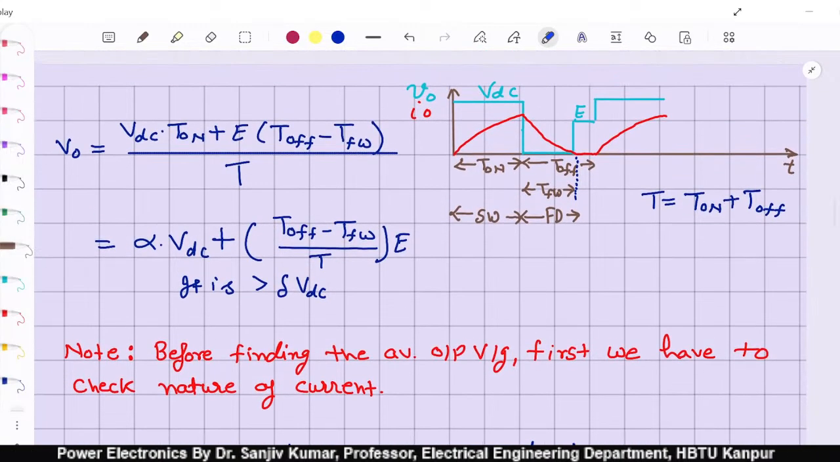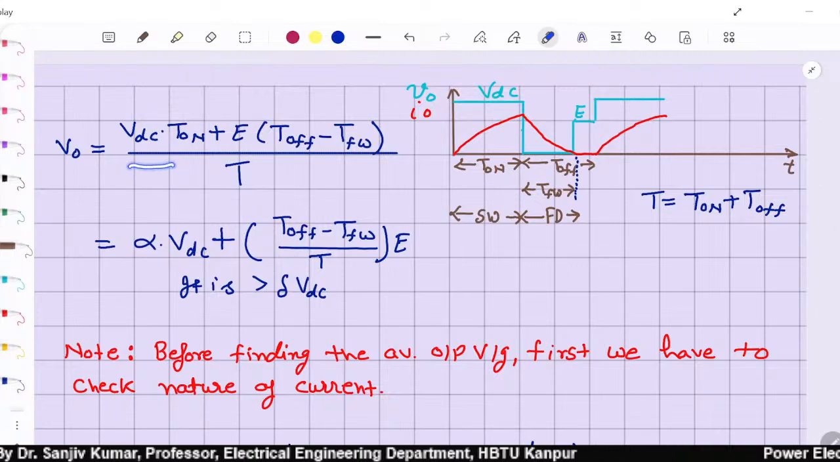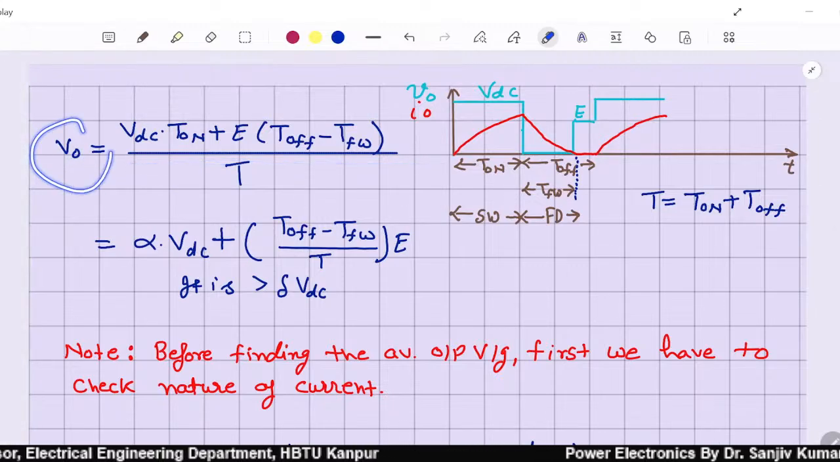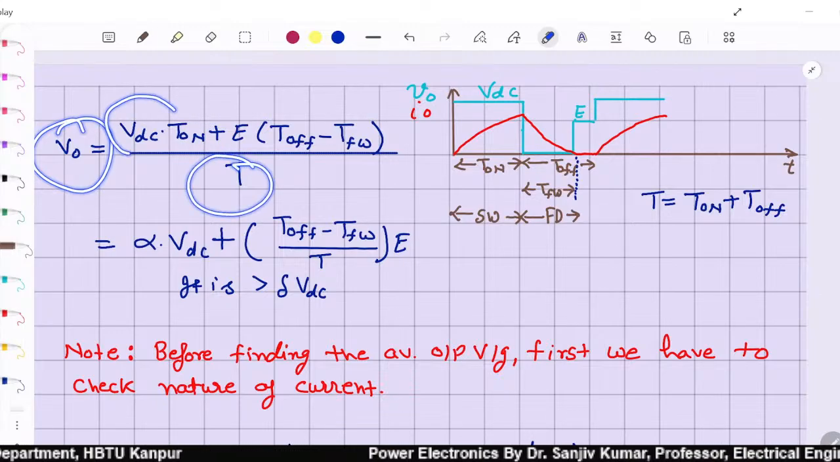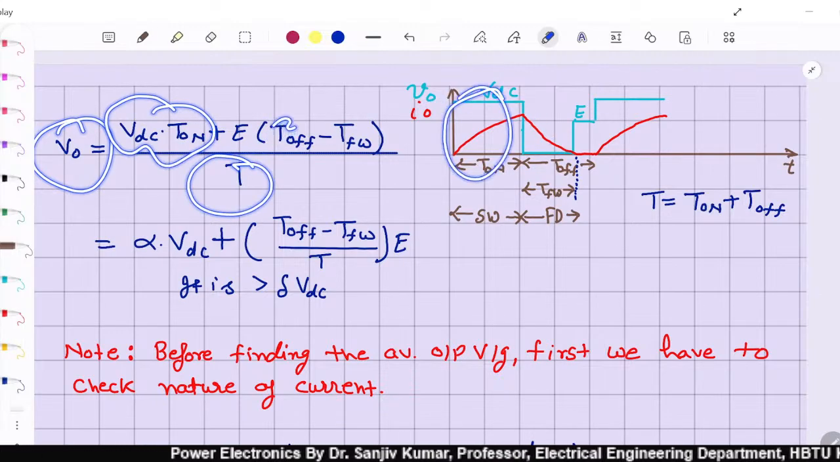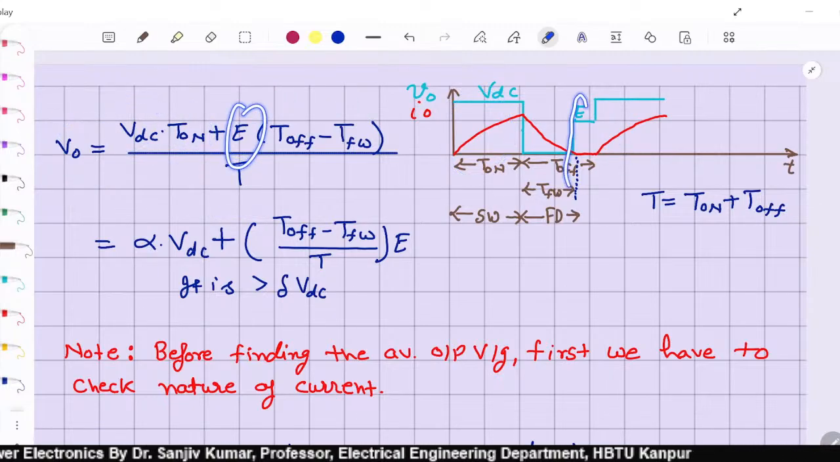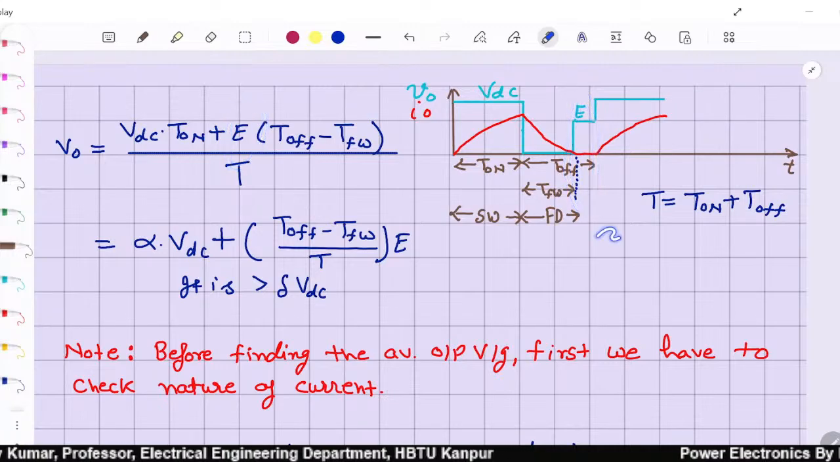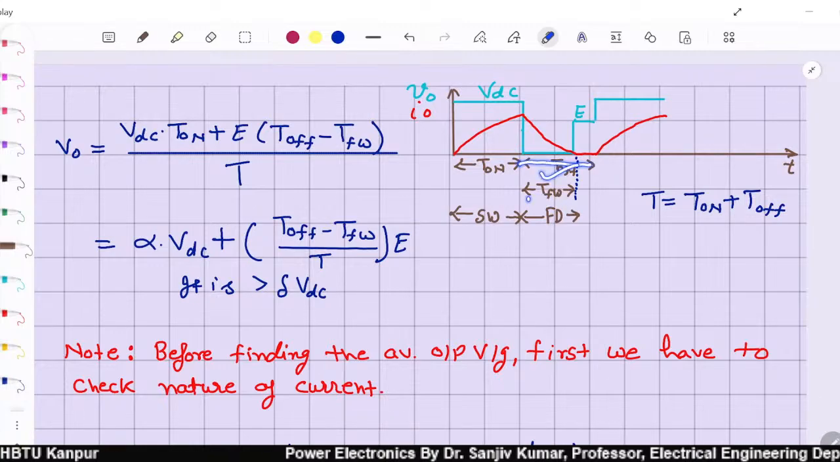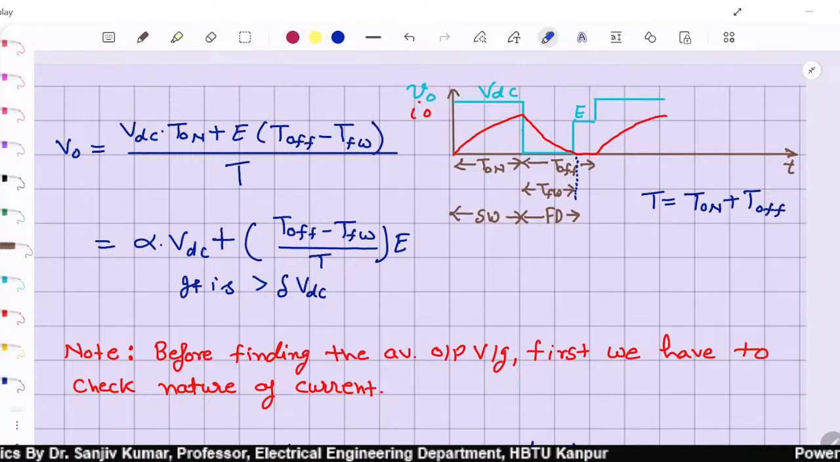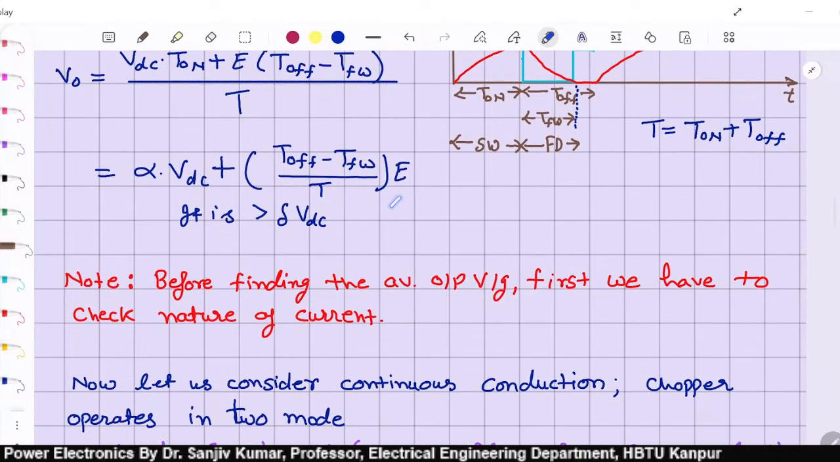Right, so average output voltage can be calculated using the volt-time balance equation. Average output voltage multiplied by the time period is equal to VDC times T on plus E times this time. How much is this time? The entire off period is T off minus T freewheeling. It is quite obvious when the current is discontinuous, the average output voltage is increased by T off minus T freewheeling divided by T times E. E is the back EMF.